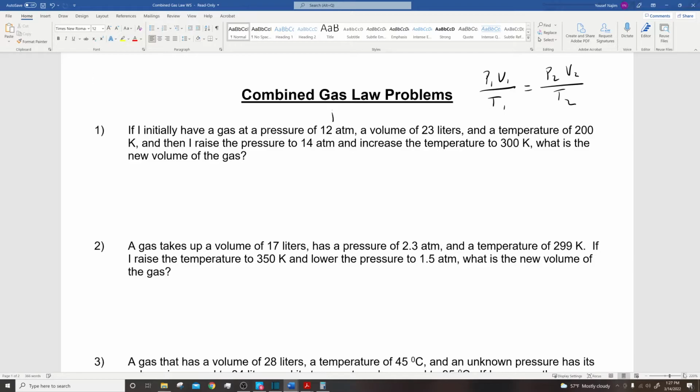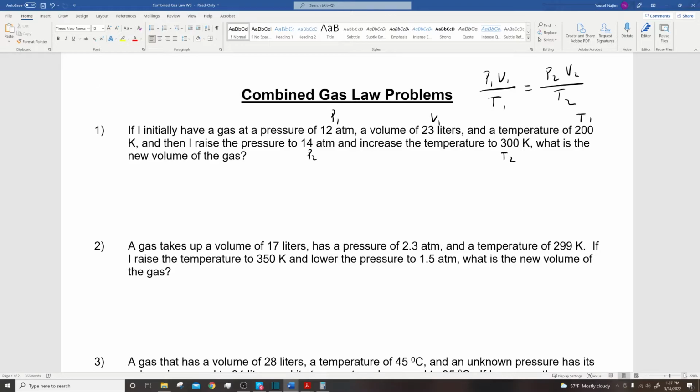So this is going to be P1, V1, T1. And then it says you raise the pressure to 14 atm, so that's P2. And you increase the temperature to 300, so that's T2. What is the new volume? So we're solving for V2.